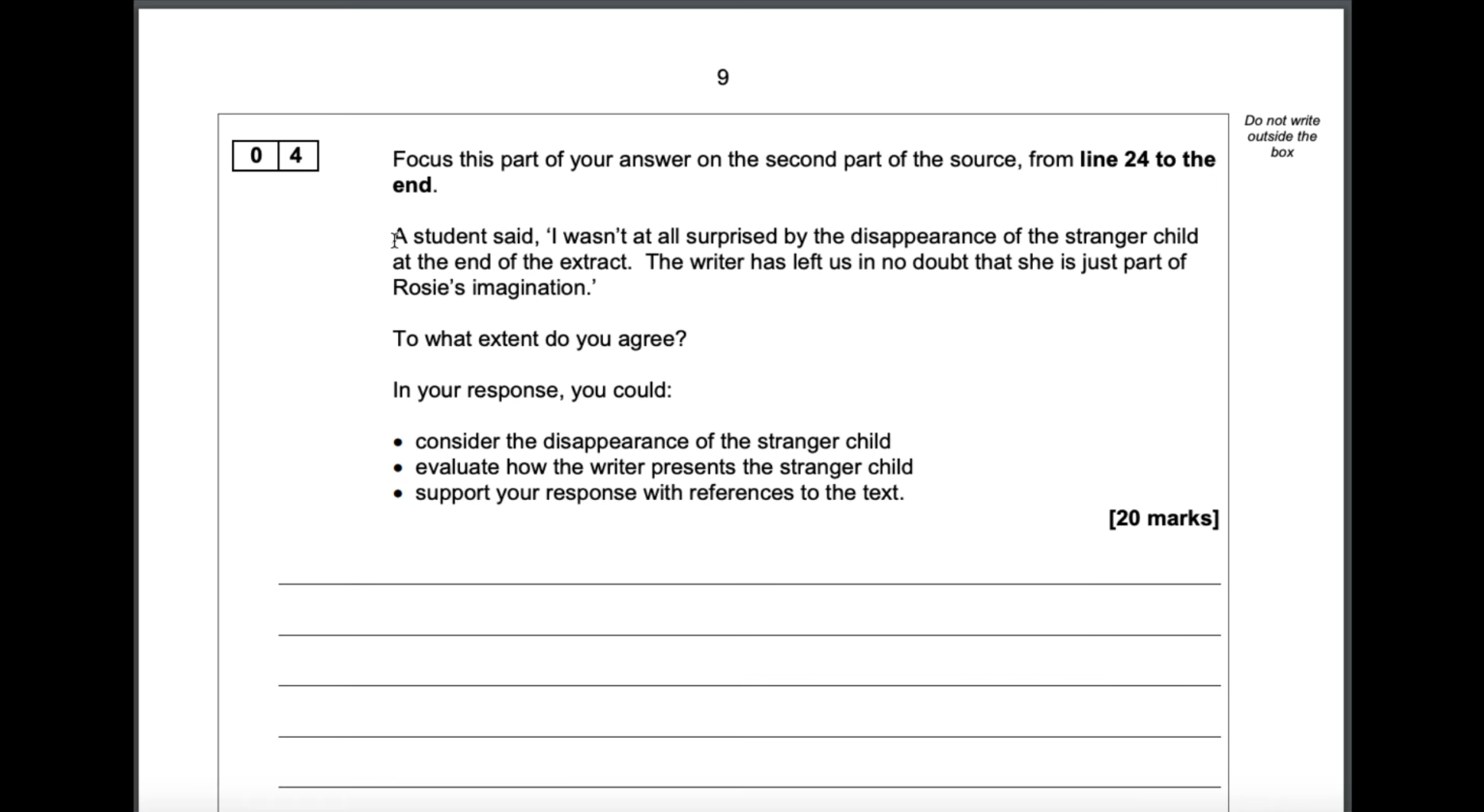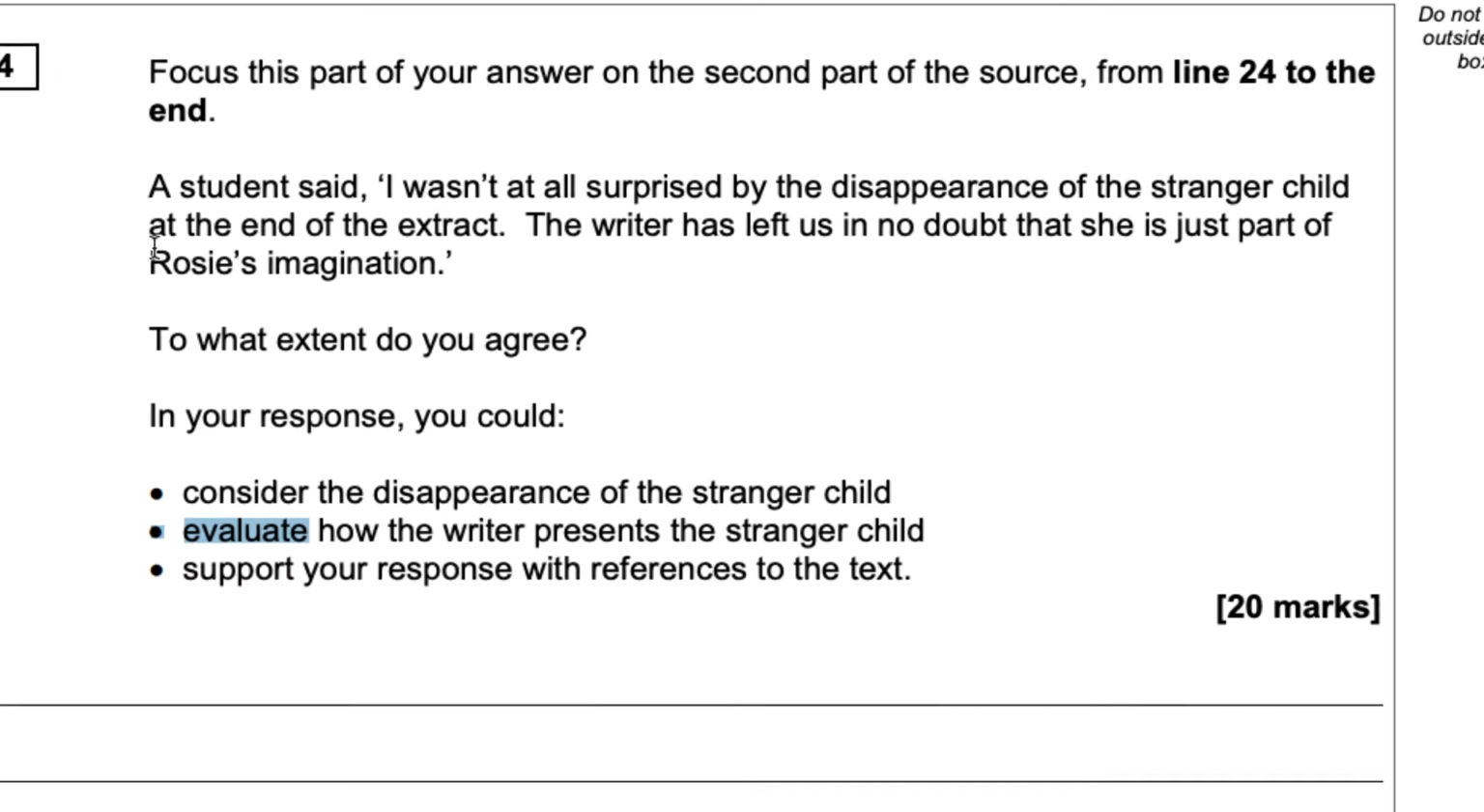As you know, you always get a statement and your job is going to be to evaluate it. That word will always appear in the second bullet point, and evaluate to me means that you have to have more than one perspective. Now, what's helpful is the question will give you more than one perspective. Let's have a look at it.